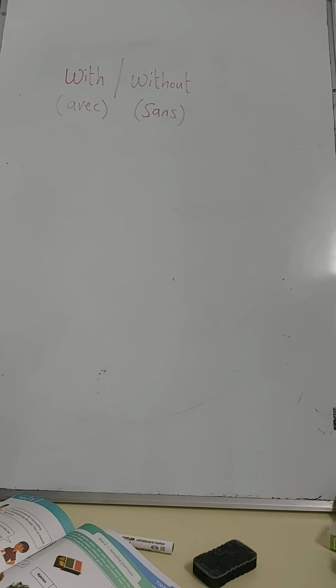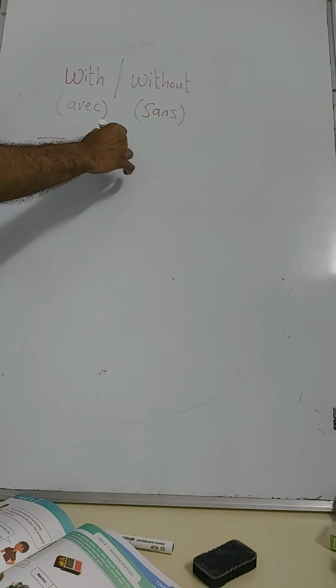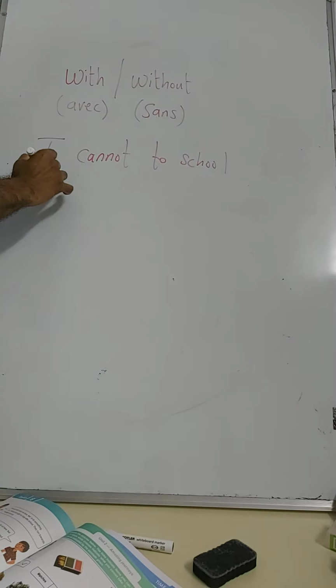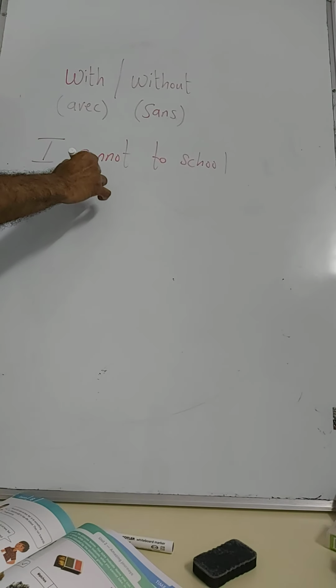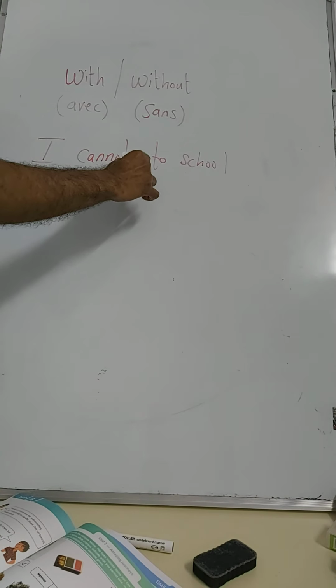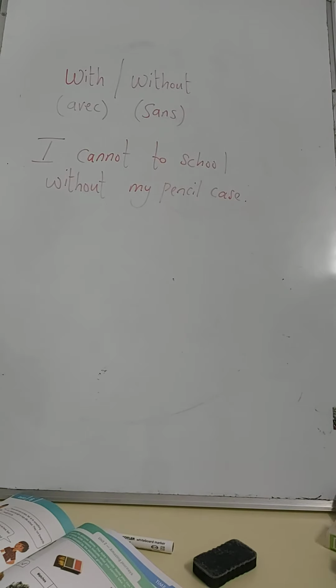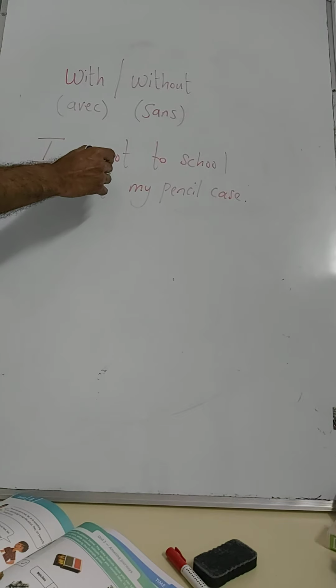For example, I cannot go to school without my pencil case. Ok? On ne peut pas partir à l'école sans son plumier. C'est aussi simple que ça. Alors, without, c'est sans.